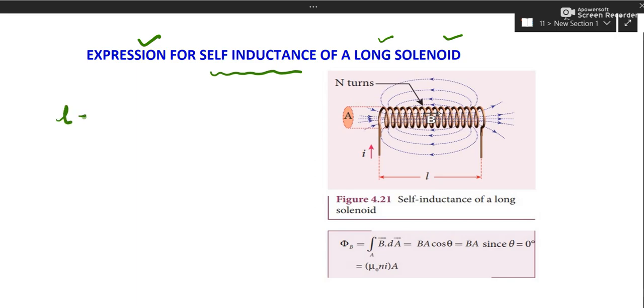This is the length of the solenoid. This is the number of turns per unit length, small n. A is the area of cross section of the solenoid. So let us talk about these parameters. Mu naught is the magnetic permeability of free space, or you can say air.